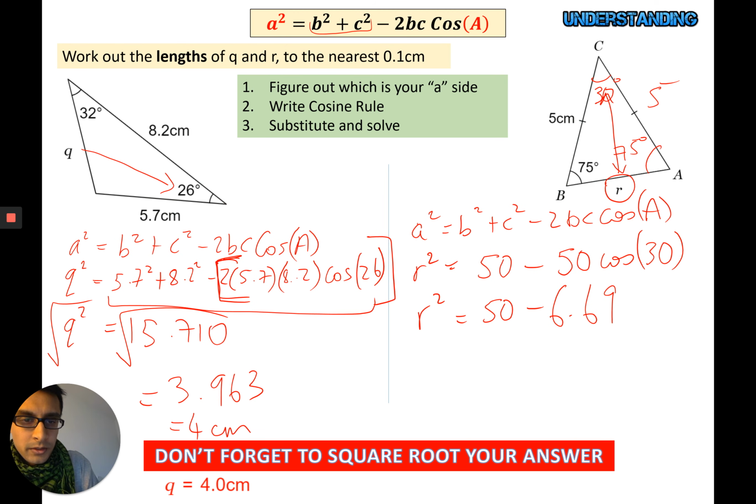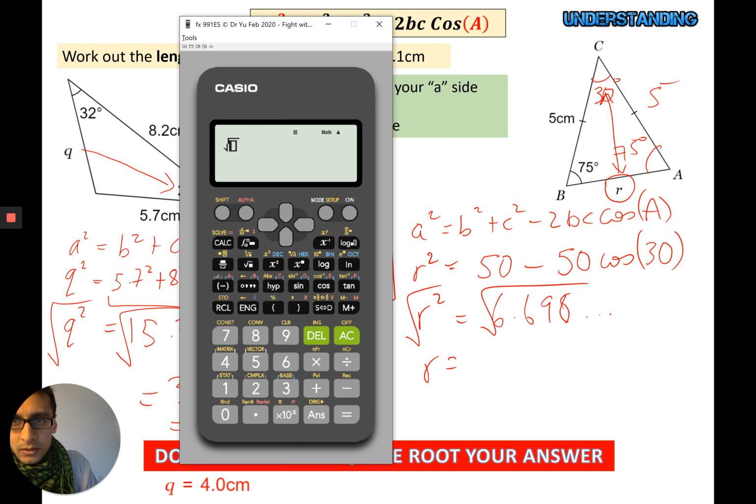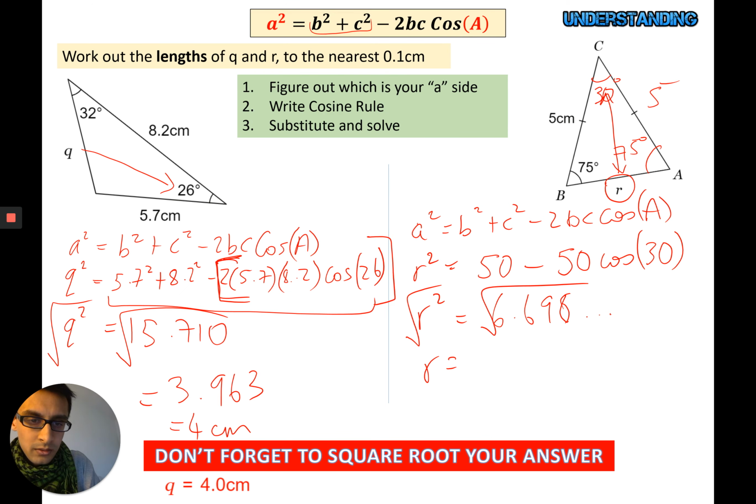So that's just going to be 6.698. So R will be the square root of those. So then you square root answer to get 2.58. However, it's asking you to round it to the nearest 0.1 centimeter, so it's just going to be 2.6 centimeters.